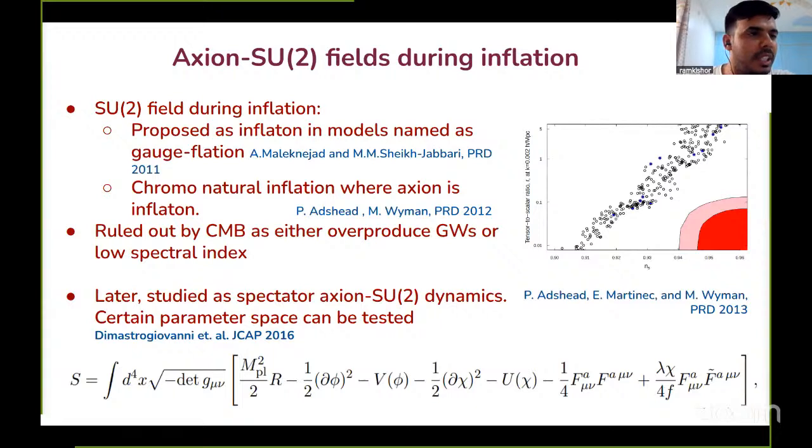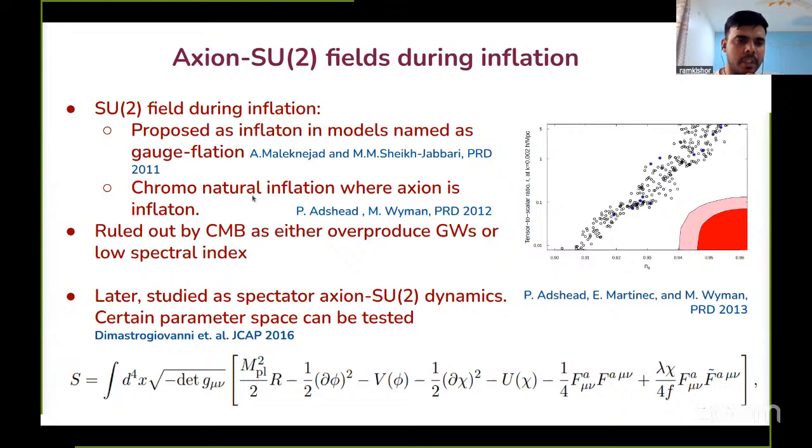Okay, so in the remaining time, let me quickly go through this possibility, although I don't know how much I will be able to tell about this. We recently looked at this model where you have, again, some additional dynamics in axion inflation, but now instead of U(1), you have an SU(2) field, and this was proposed in these papers in 2011 as a realization of inflationary dynamics early in the universe.